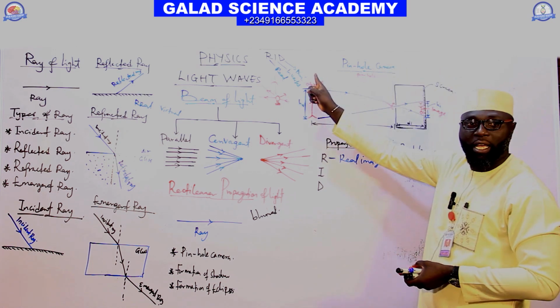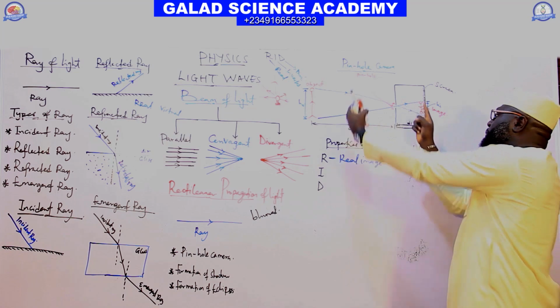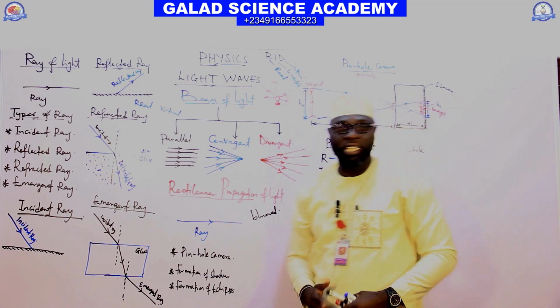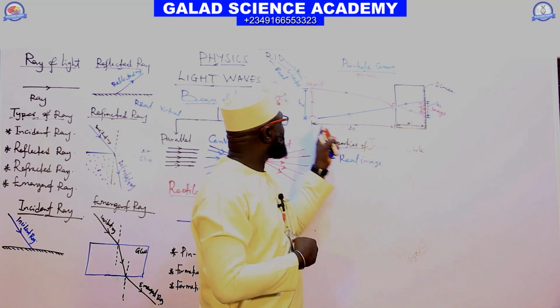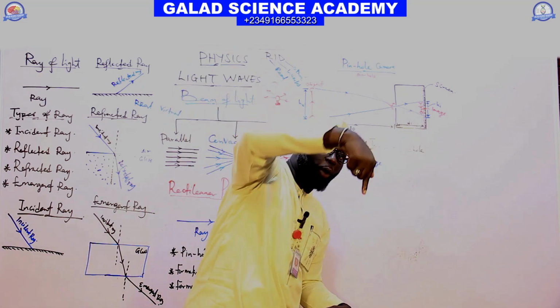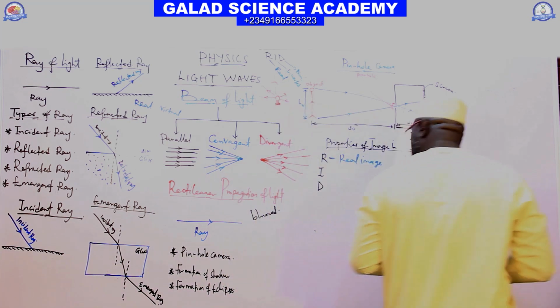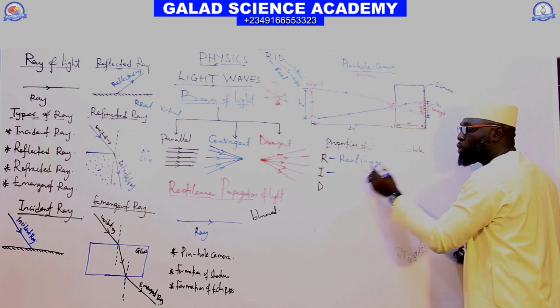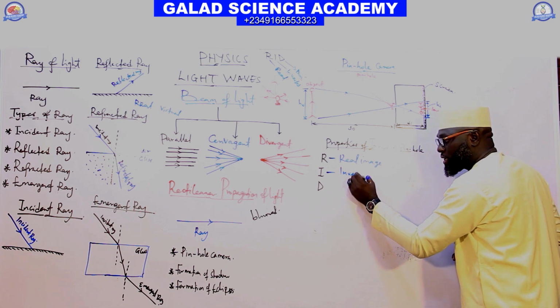Look at the image here. This is the object, but the image we have there is upside down. The object is upright. It stands like this, but the image of the object formed here is upside down. And when the image in optics is upside down, we call it inverted.